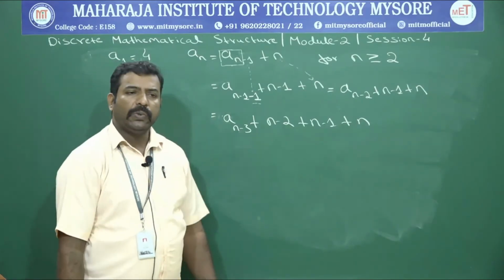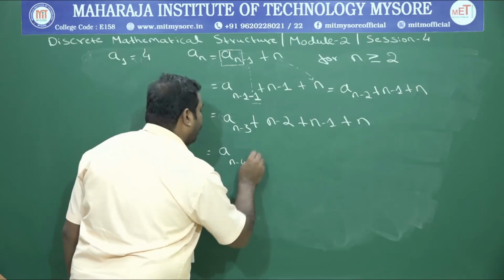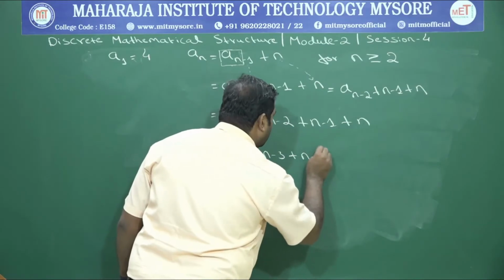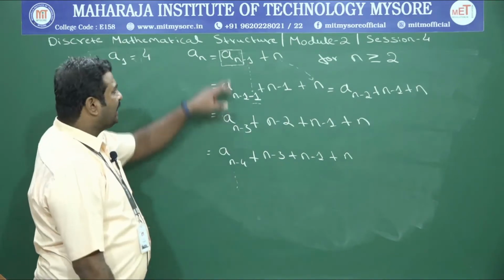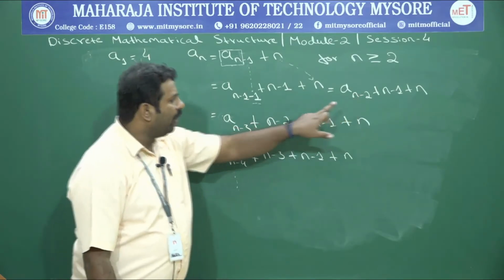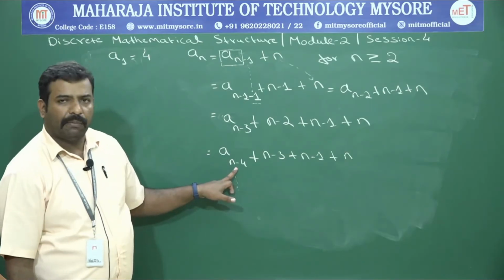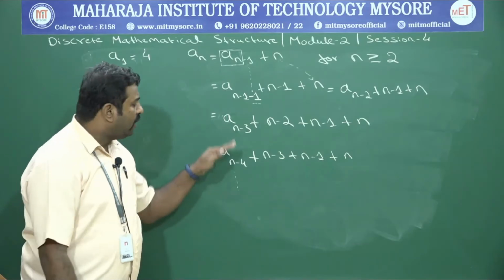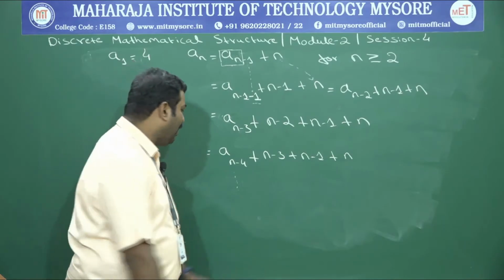Fine. So this is how I am going to derive. Now you can just check out what n minus 4 is. n minus 4 is n minus 3 plus n minus 1 and plus 1. So if I keep on going, I started with an, from n minus 2 I have reached n minus 3, from n minus 3 I have reached n minus 4, and so on. I am reducing step by step the value of n until a1. I am going to reduce until a1.